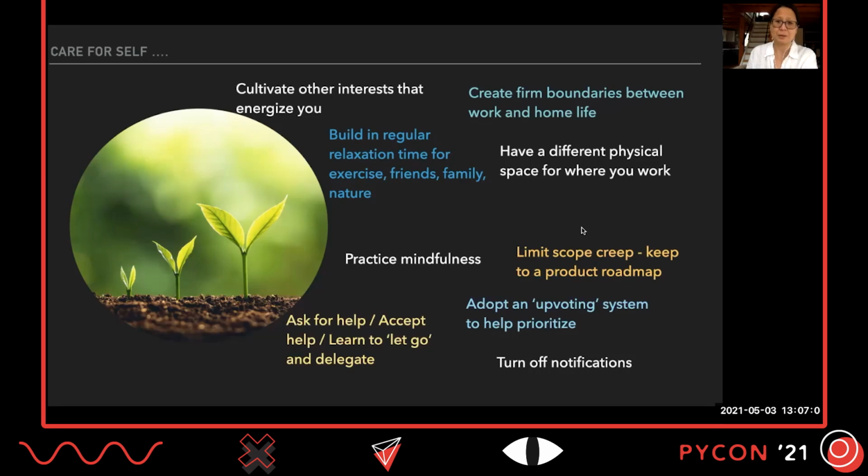Ask for help. Accept help. Learn to let go and delegate. You can do this by identifying specific pieces from your work stack that other people can take forward and own. And above all, try not to let your work be everything to you.